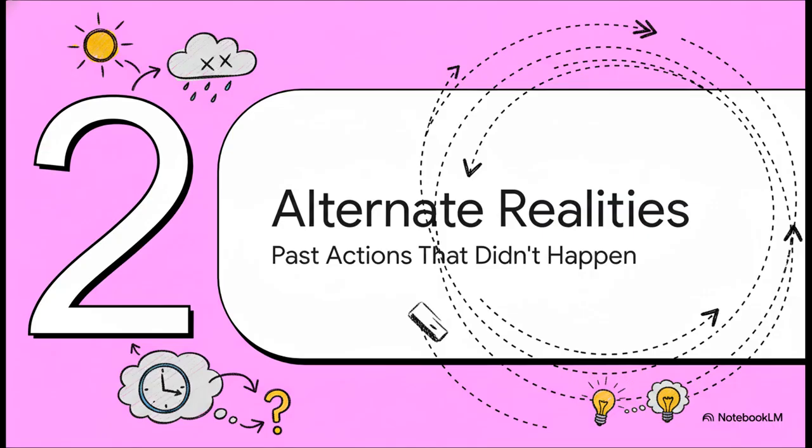Okay, so we know how to build it. Now for the fun part. When do you actually use it? Well, its number one job is for talking about things that could have happened, but didn't. It's all about exploring those alternate realities.